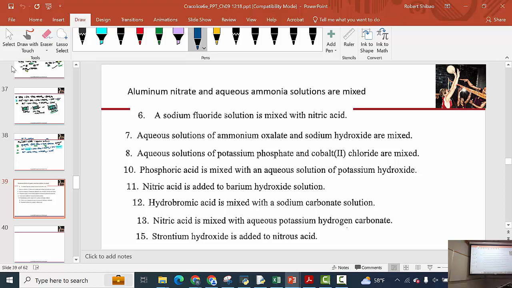This is just what happens when you react. So you have 1 aluminum, then you get aqueous aluminum, 3 ammonia nitrates, and then you need to put 3 water. The ammonium has to be written first. Cations always first.